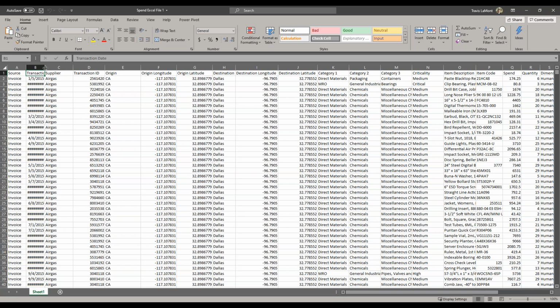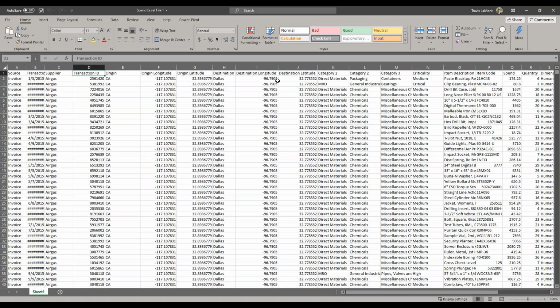Right? You can have a transaction date, which could reflect the PO date, invoice date, sales date, spend date, any type of date. Then you're going to indicate your supplier, some sort of ID that is associated with that transaction. Again, that could be something like a PO number, an invoice number. And then you're going to start to enter in the origin and destination information, right? So where are the products coming from and where they're going to.